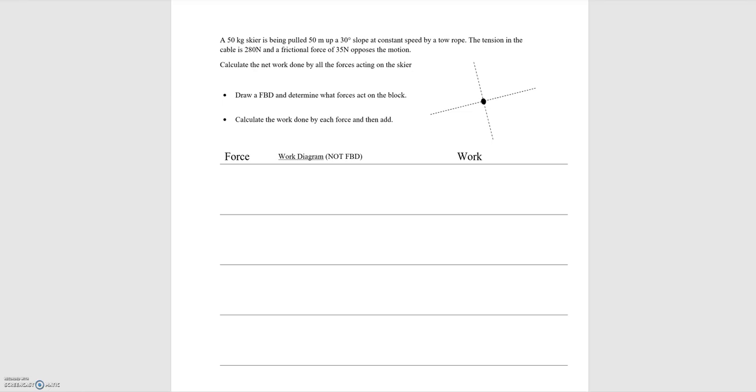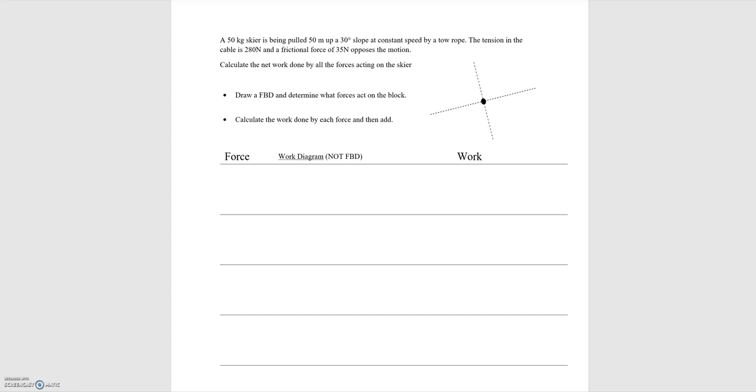So in this video, we'll be going through the example of a skier being pulled up a slope. We're told that we have a 50 kilogram skier. It's being pulled up a 50 meter slope of 30 degrees at a constant speed. The tension is 280 newtons and the frictional force is 35 newtons. Kinetic frictional force opposing the motion.